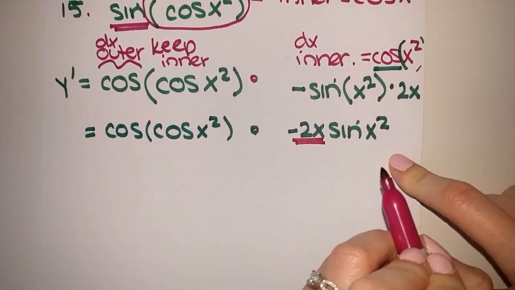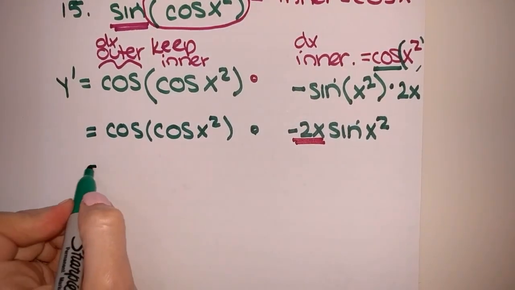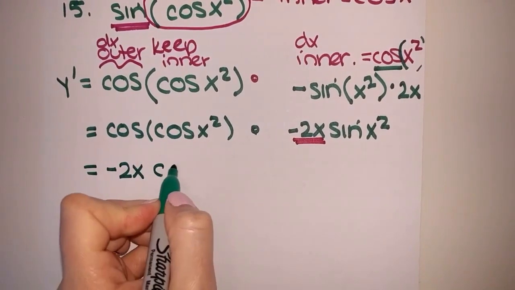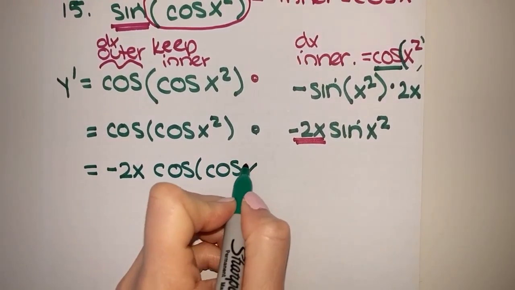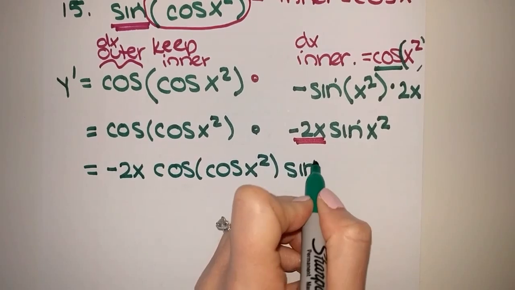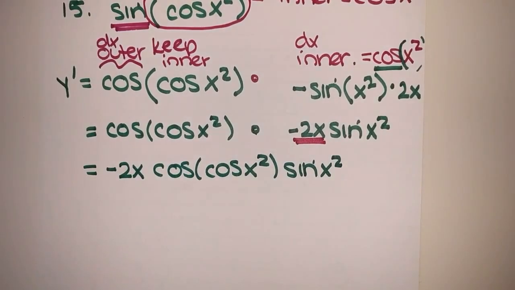Okay, so now we want to move all of the trig mess to the end, and so we'll move this negative 2x to the front as a coefficient. So this will be negative 2x cosine x squared times sine x squared, and that is our simplified derivative.